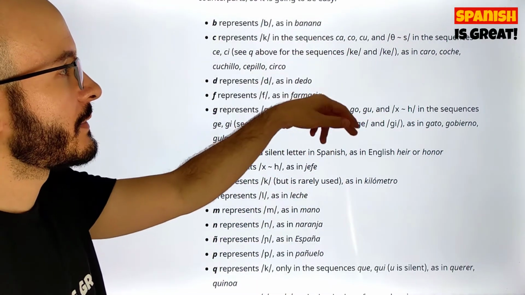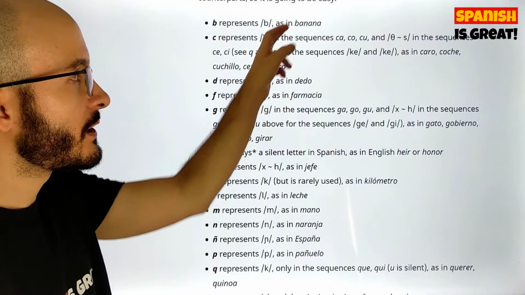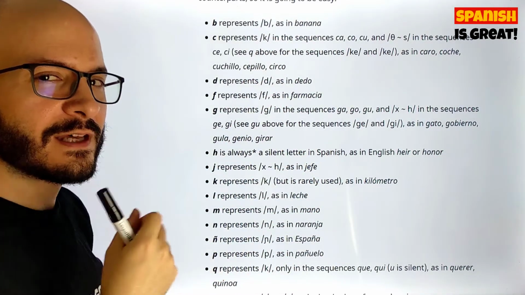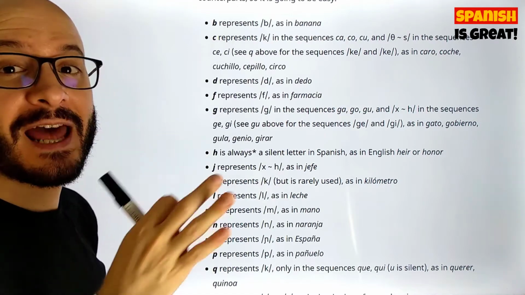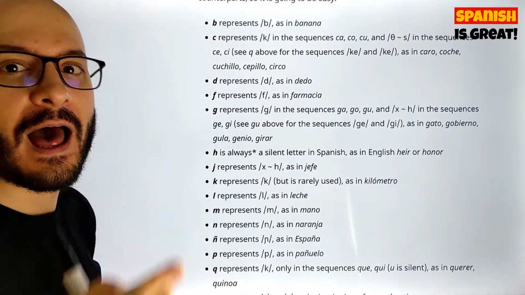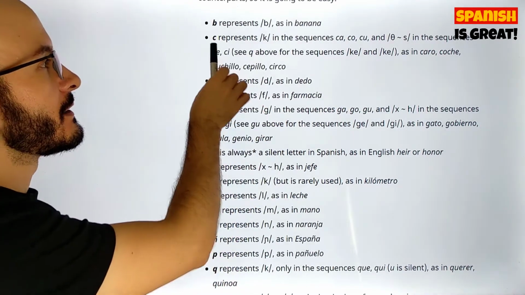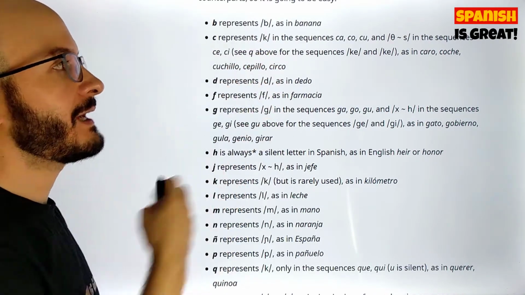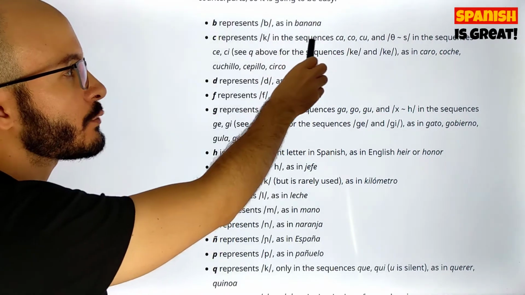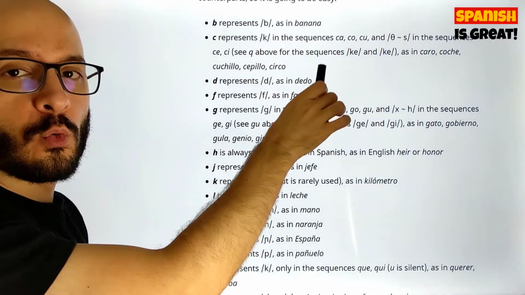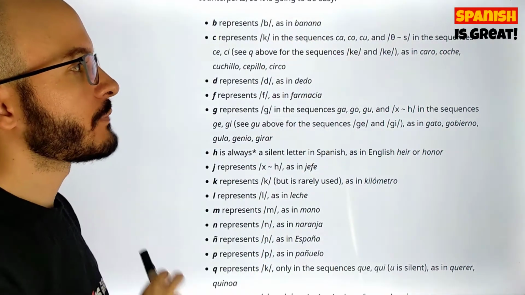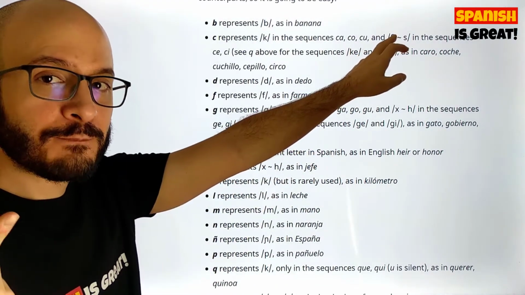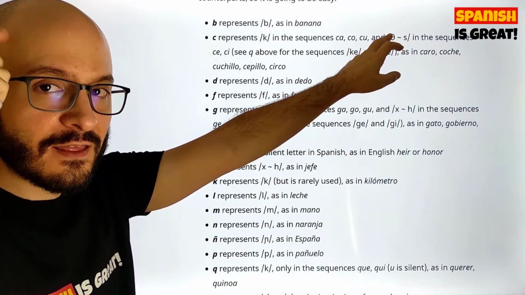Oh, and of course, I'm reading words in Spanish, no? Banana. So we see that it's not banana, no? Banana, banana. Always a, no? Banana. Okay, C represents ka, no? Ka. In the sequences ka, ko, ku, and represents the sound th, as in English think, no?